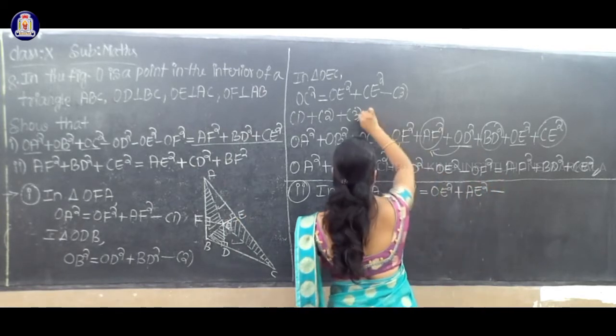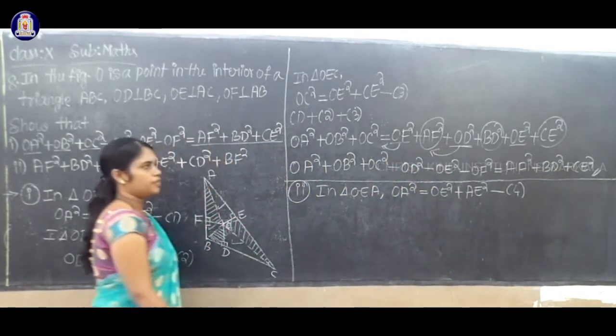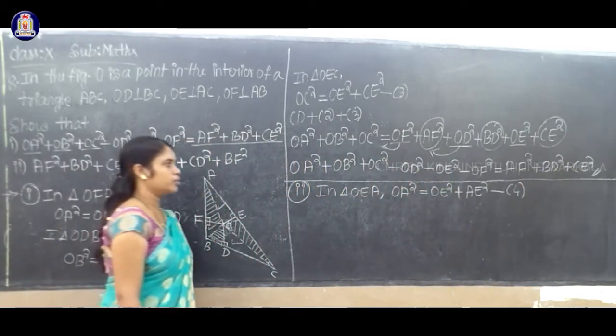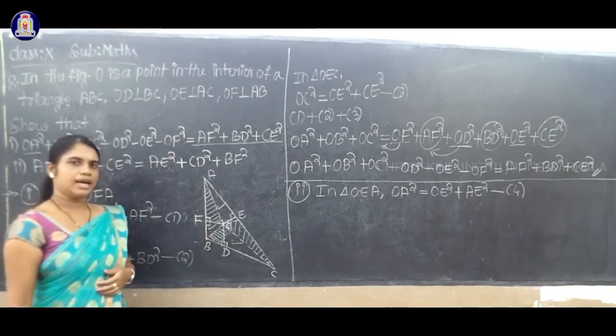So I will consider it as equation number 3 finished. So I will consider it as equation number 4. Okay, the second unshaded triangle, that is OFB, I will consider.